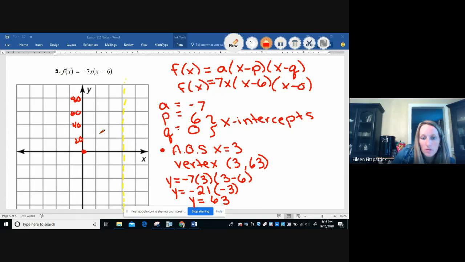So if I have to plot a point, the vertex is at positive 3. So 1, 2, 3, and then up 63. I'm going to just approximate it about right there. And then I'll draw my parabola. All right. So we have the x-intercepts, we have the vertex, we have the axis of symmetry.